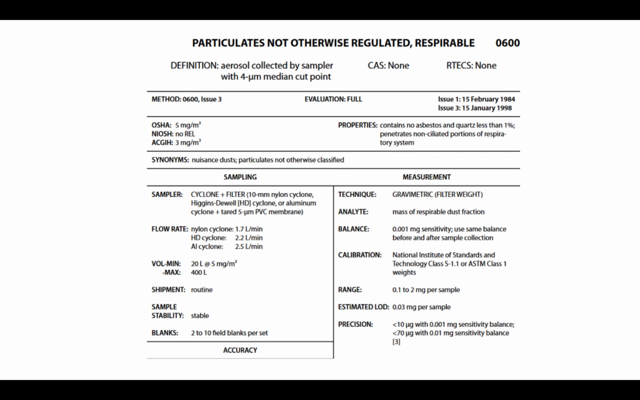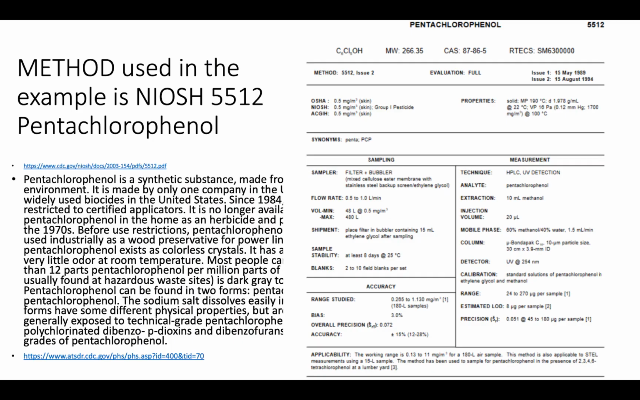And this is the method that is used, 0600, for particles not otherwise regulated. And so we had a flow rate here. And you can see that this tells us that we need to pull at least 20 liters of air to be able to measure the OSHA permissible exposure limit for respirable dust. That's what's being highlighted to you within that area of the method.